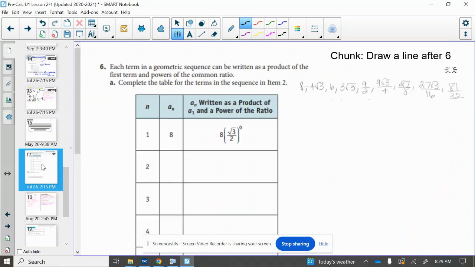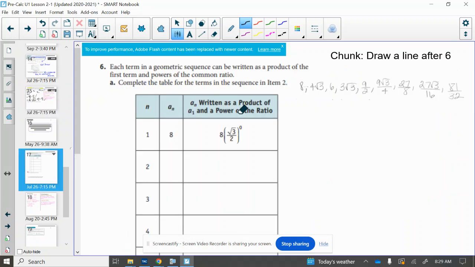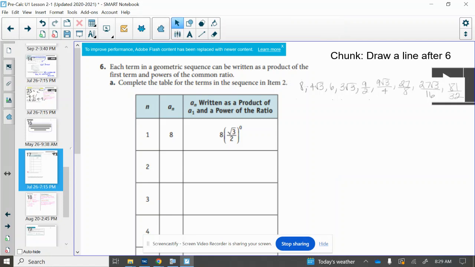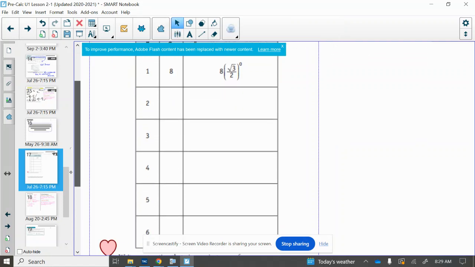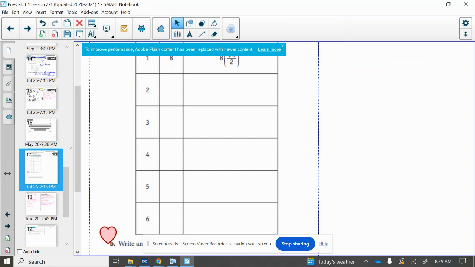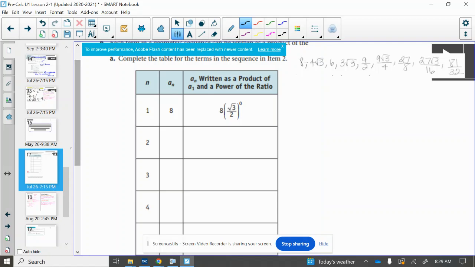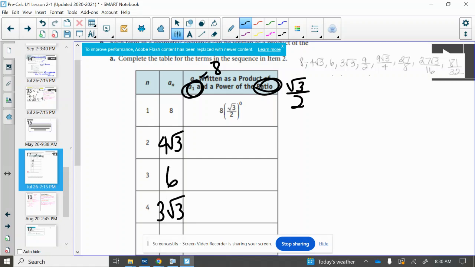Now, why are we doing all of this? Well, we can also come up with an explicit formula for this, and we're going to look at a certain pattern in order to do that. What we're going to notice is if we take our first term, which was 8 from the original, and that common ratio, which we said was square root of 3 over 2, we just found that. And we look at what each of these come out to be: 4 square root 3, 6, 3 square root 3, etc.